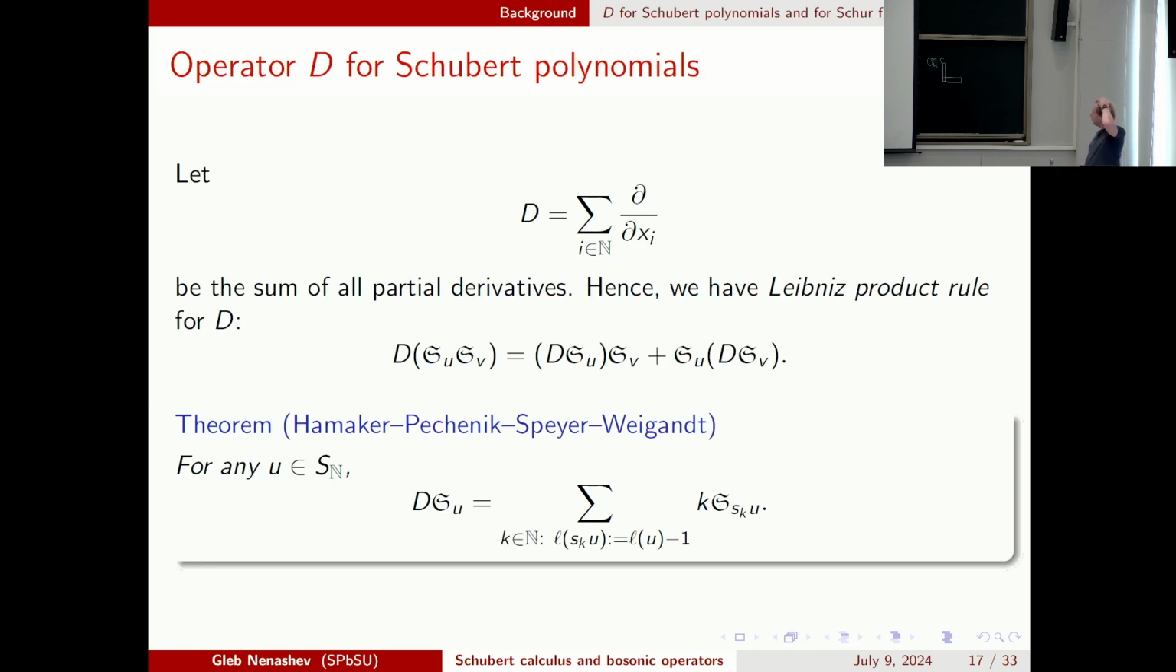Okay, and let's speak a bit about recent developments. Schubert polynomials are polynomials, so we can consider such an operator D as the sum of all partial derivatives. Of course, it satisfies the Leibniz rule for free, but it also has a really good formula.